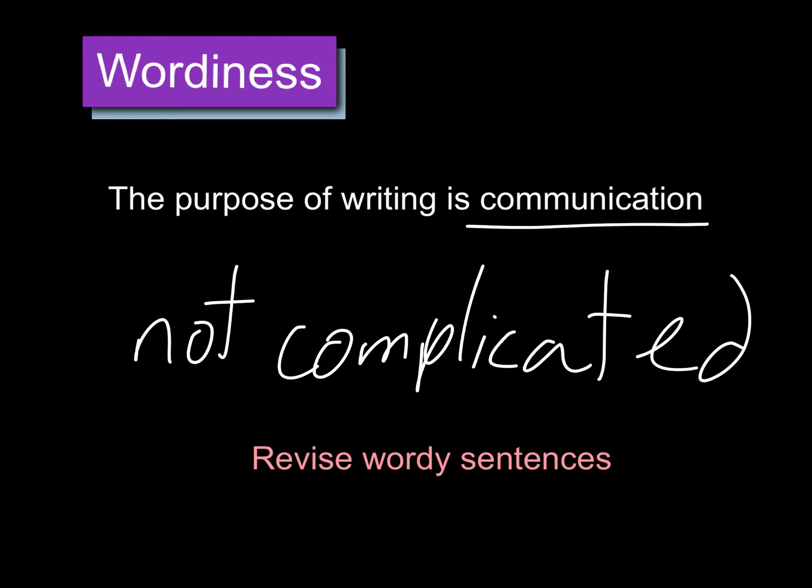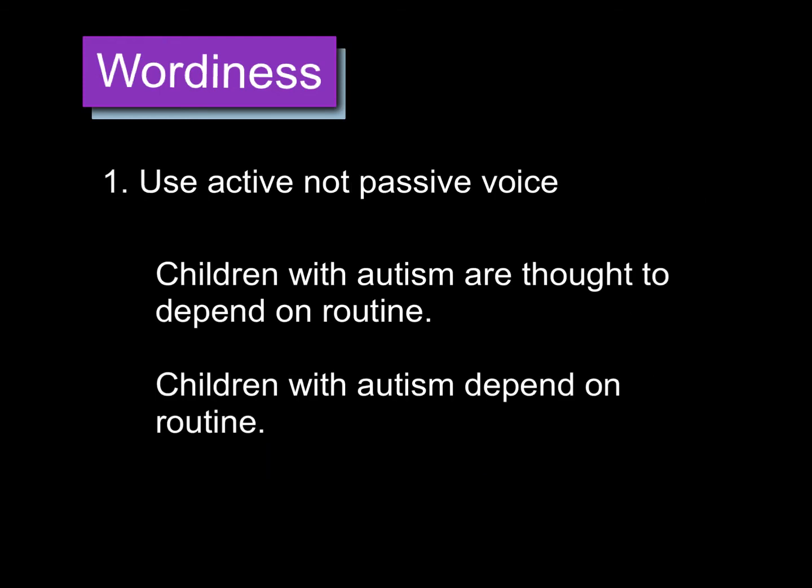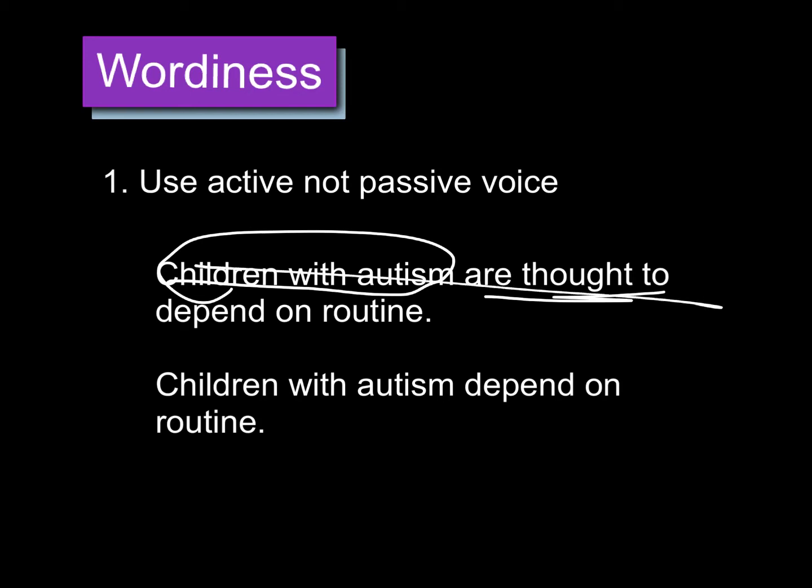Here are some strategies that you can use during proofreading and editing to revise wordy sentences and improve clarity. One strategy to reduce wordiness is to use the active voice, not the passive voice. For example, children with autism are thought to depend on routine. So this is the passive voice. The children with autism are the subject, but they didn't do anything. They're thought, but by whom? It doesn't say. This is wordy.